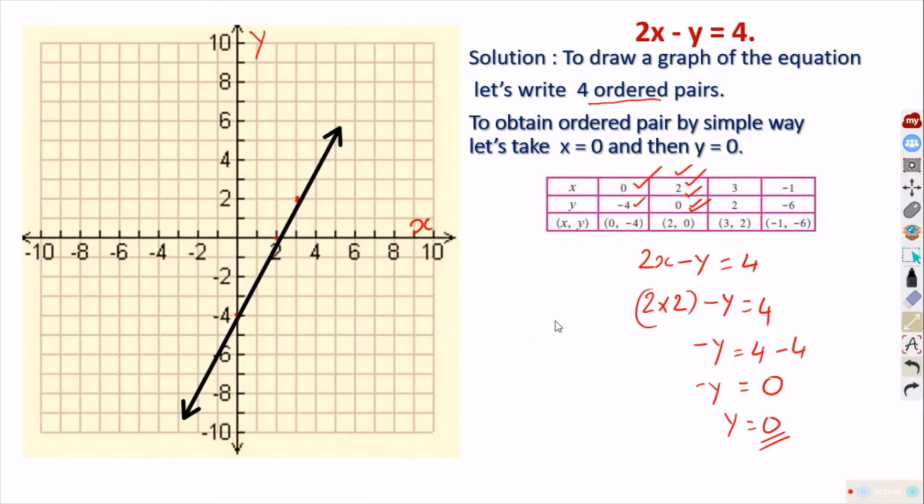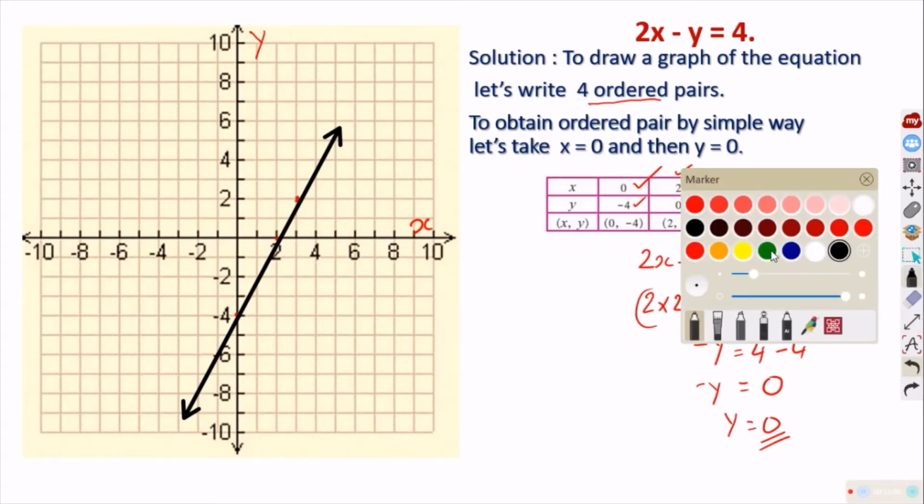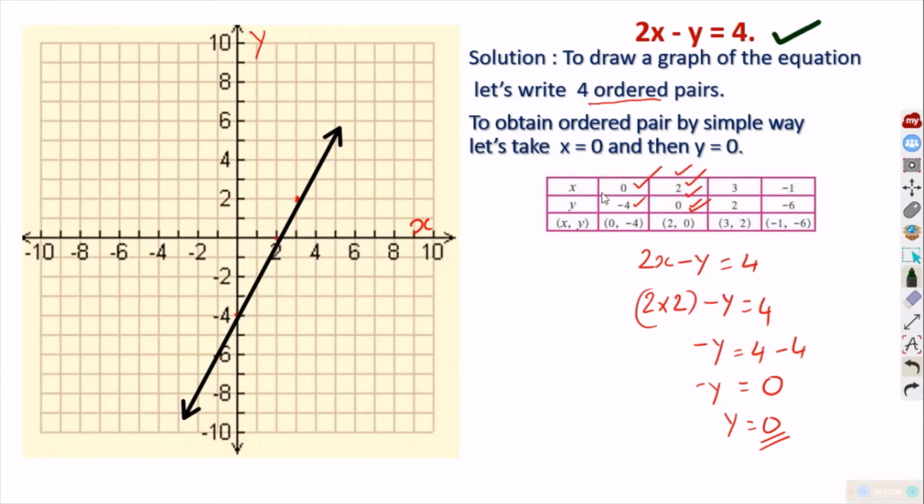So what happened here? Now I am having a line. If the line is not accurate, it is not my mistake, in fact it is a drawing mistake. So you are getting a line after converting. That's the most important thing I want to tell you. After converting this equation 2x minus y is equal to 4 into a graph, I am getting a line.